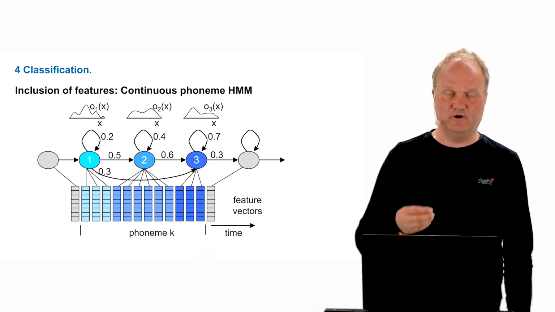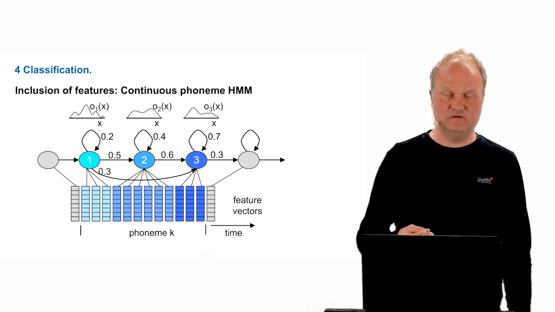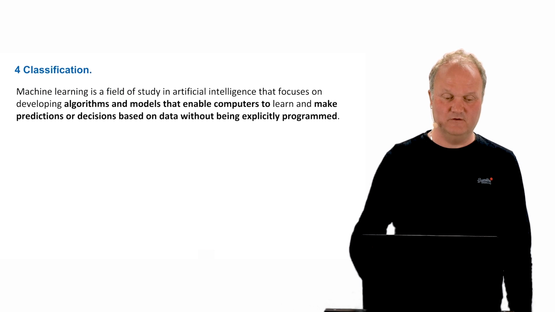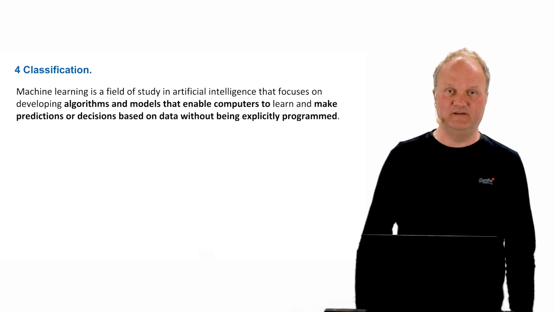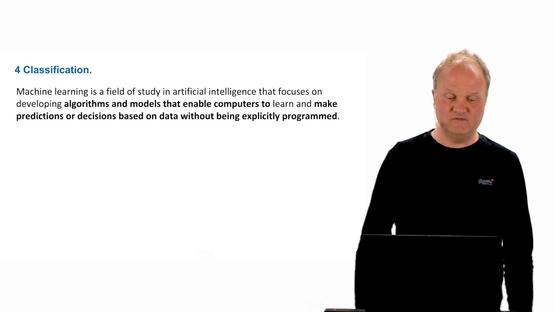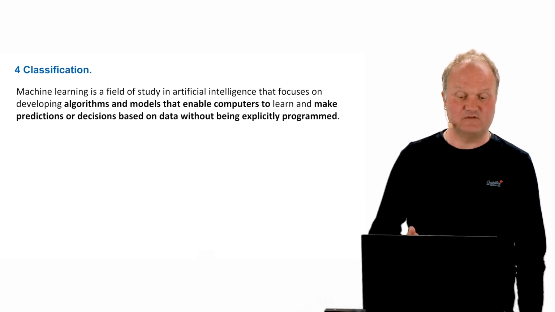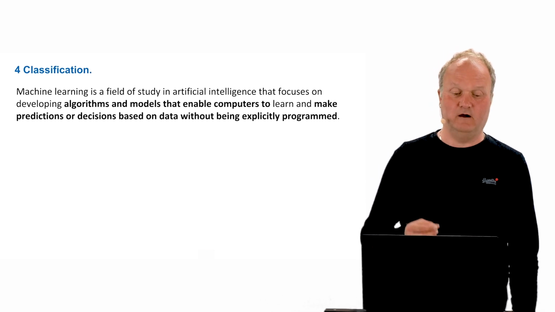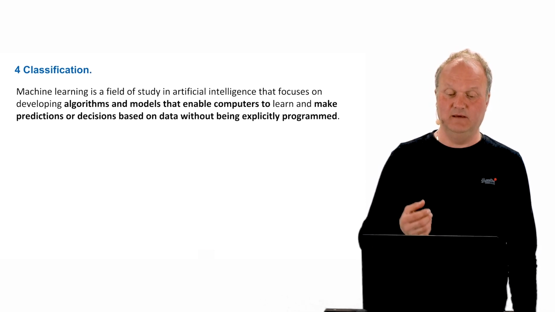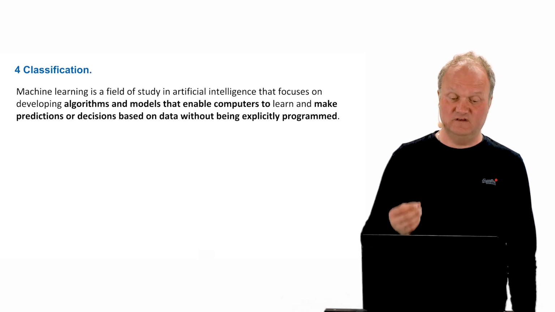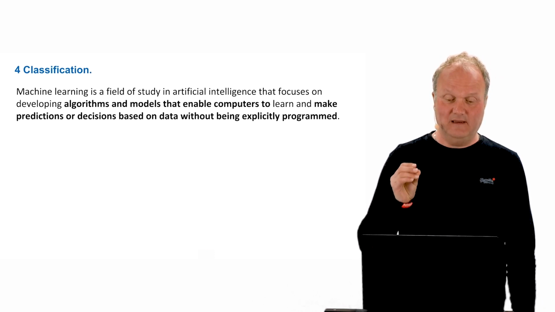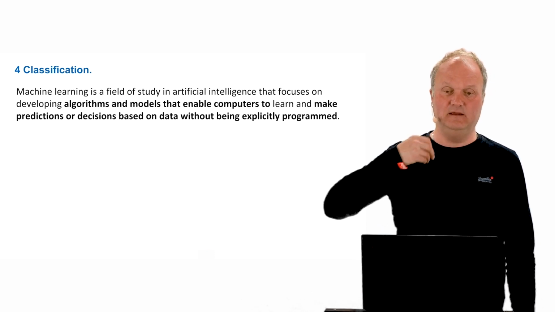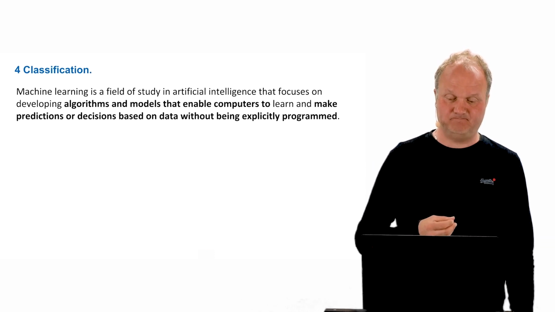This approach of hidden Markov model has been proven very successful in the past, but it was superseded by another type of statistical model which has become more popular recently, although it has been used before as well. And this is the so-called neural network. Neural networks are particular types of machine learning algorithms, and machine learning is a field of study in artificial intelligence that focuses on developing algorithms and models that enable computers to learn and make predictions or decisions based on data without being explicitly programmed, so without having any explicit knowledge we put into the system.